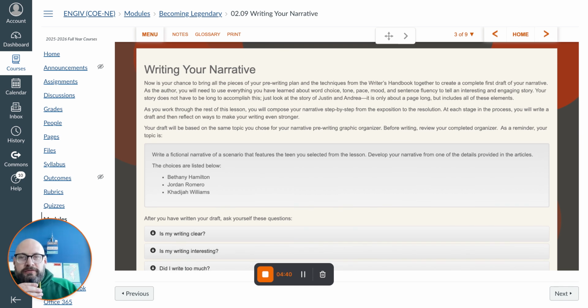Okay, writing your narrative. Now is your chance to bring all the pieces of your pre-writing plan and the techniques from the writer's handbook together to create a complete first draft of your narrative. As the author, you'll need to use everything you've learned about word choice, tone, pace, mood, and sentence fluency to tell an interesting and engaging story. Your story does not have to be long to accomplish this. Just look at the story of Justin and Andrea. It's only about a page long, but includes all of these elements.